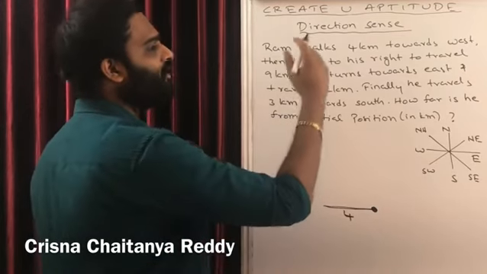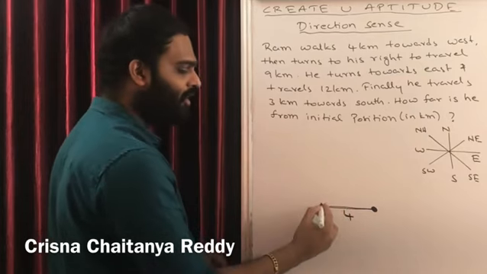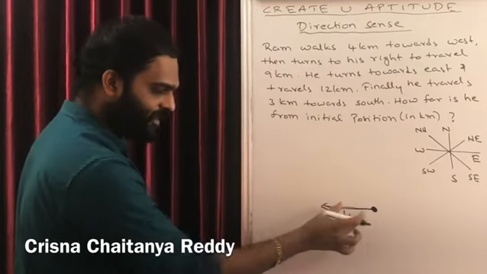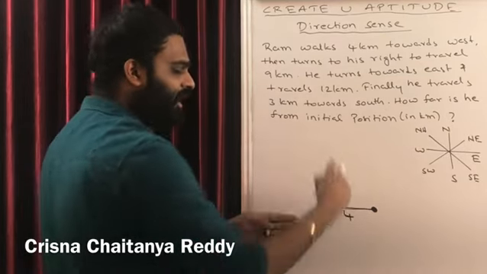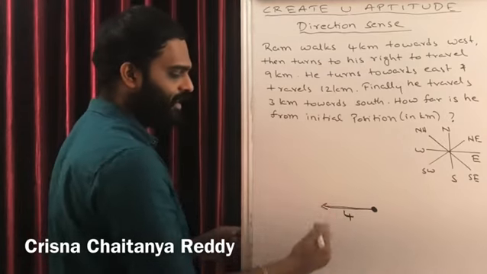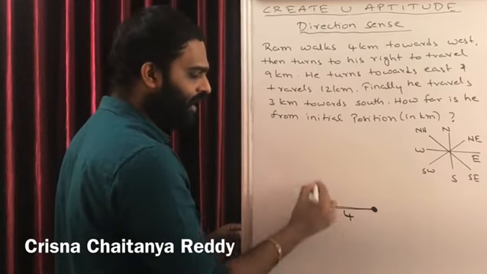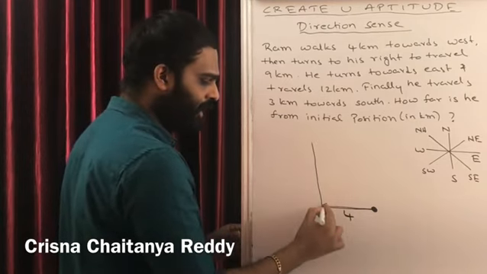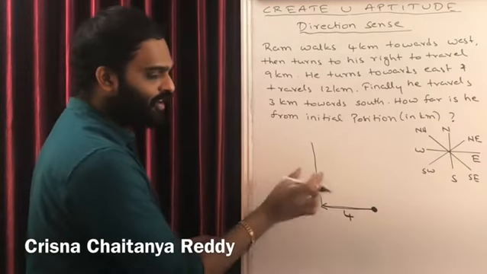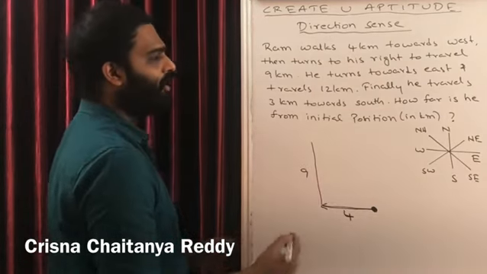Then turns to his right to travel 9 kilometers. This is very important. He is turning towards his right. So if this is he, his right will be this direction, left will be this. Imagine you are in this place. This is right and this is left. He turned towards right and traveled 9 kilometers. Make sure that 9 kilometers line is bigger than 4 kilometers. Don't draw a shorter line. Don't measure it, but draw a bigger line and call it as 9 kilometers.